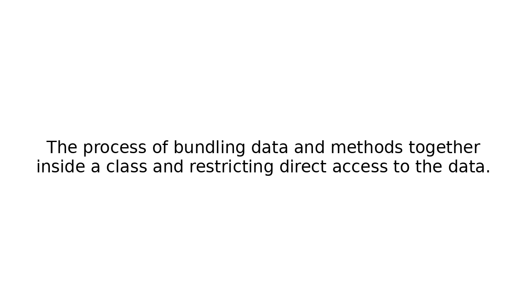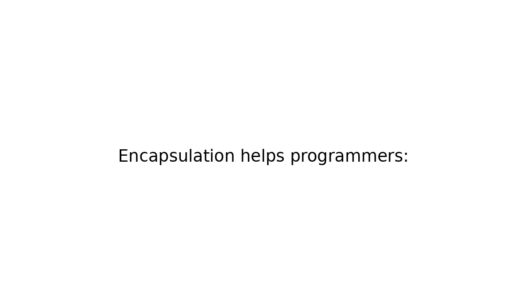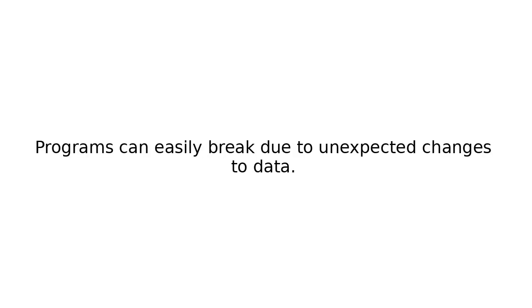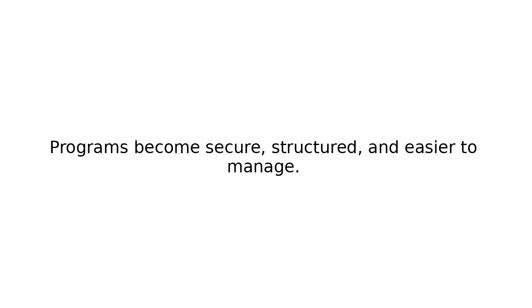Simple definition. Encapsulation: the process of bundling data and methods together inside a class and restricting direct access to the data. Final summary. Encapsulation helps programmers protect important data, control how data is accessed and modified, improve code security, and build reliable and maintainable software. Without encapsulation, programs can easily break due to unexpected changes to data. With encapsulation, programs become secure, structured, and easier to manage.